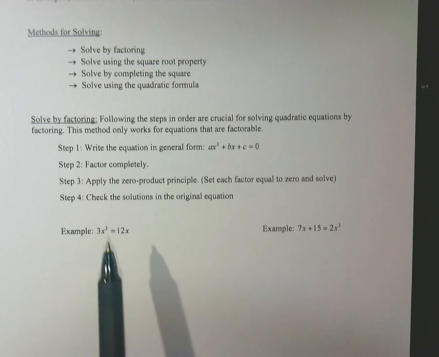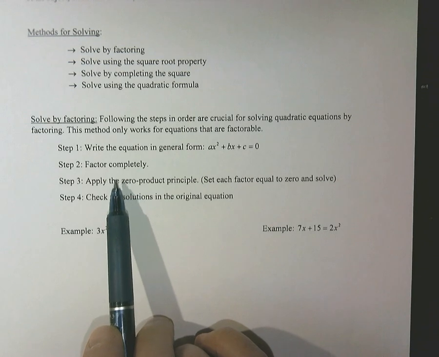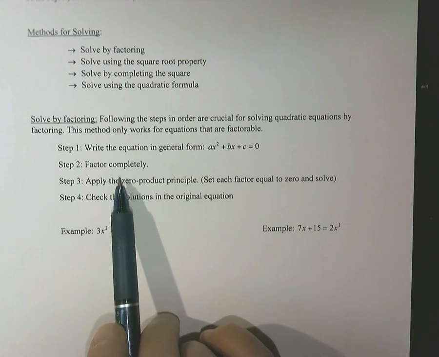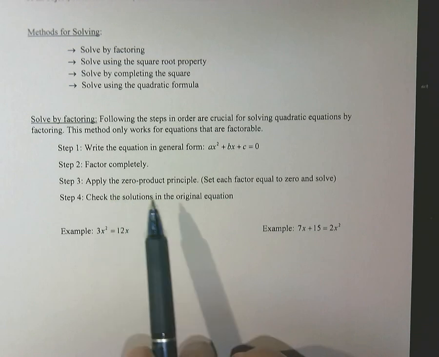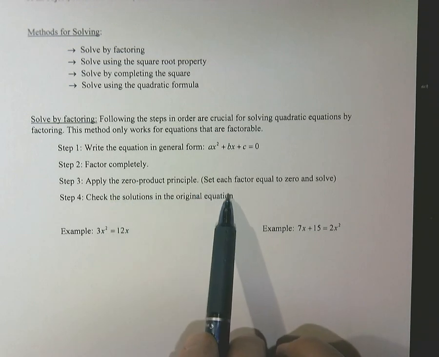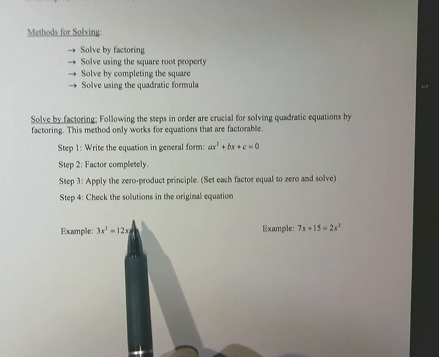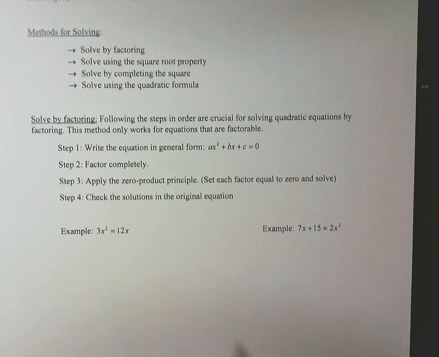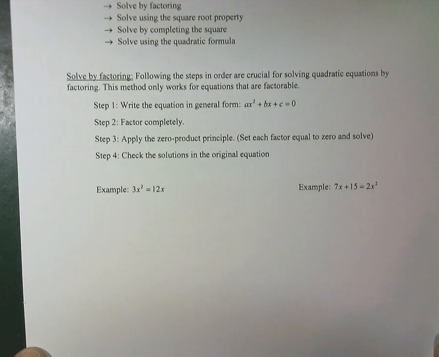Then we're going to factor it completely. The equation has to be factored completely, and it has to be factored correctly. So I always double check my factoring before I move on. Then we're going to apply the zero product principle. What you know this as is just set each factor equal to 0 and solve. And then most important to me is that you check your solution in the original equation and make sure that you've done it right.